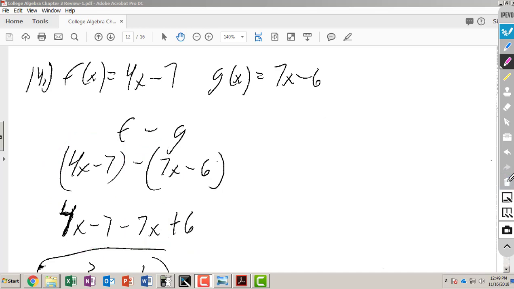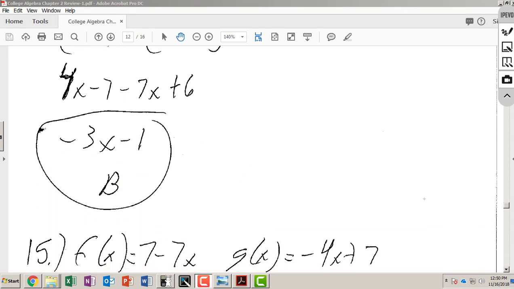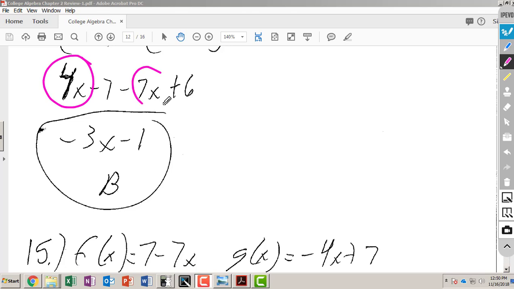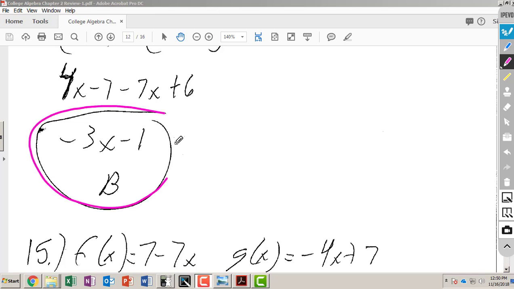Now I just need to combine my like terms. I've got 4x and I've got minus 7x. So 4x minus 7x is going to give you negative 3x. Then my other like terms are a negative 7 and a positive 6. I combine those together and I'm going to get negative 1. So my answer to that problem is negative 3x minus 1, which matches the answer of B.